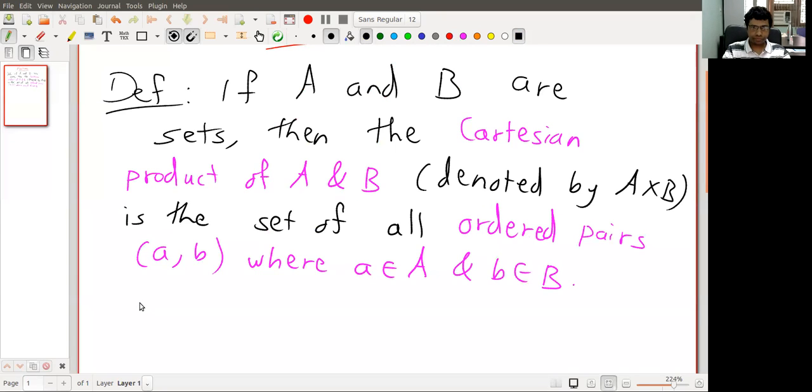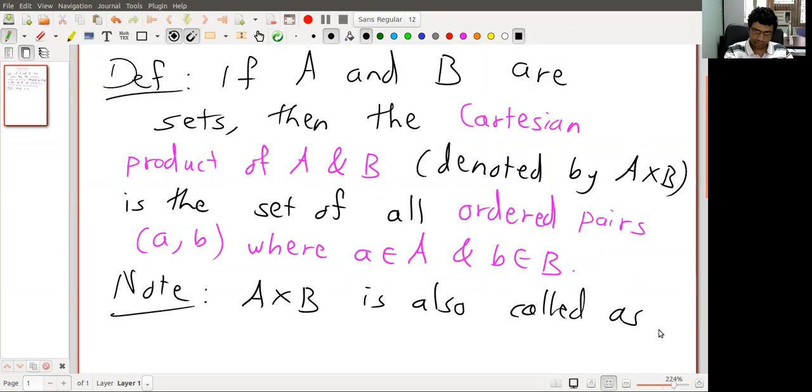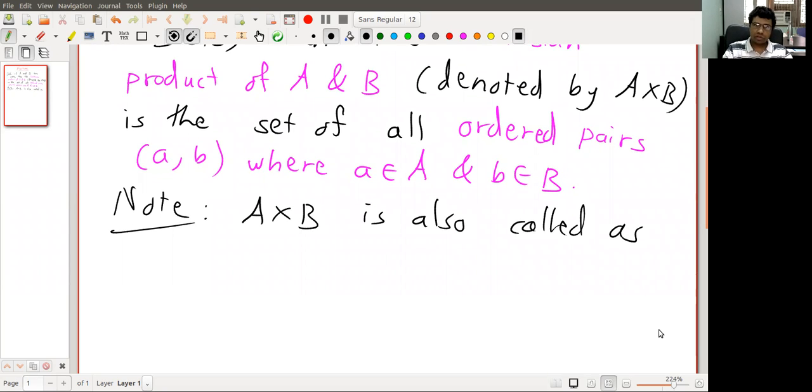Okay. This Cartesian product is sometimes called a relation. In some textbooks, the set A cross B is also called a relation.